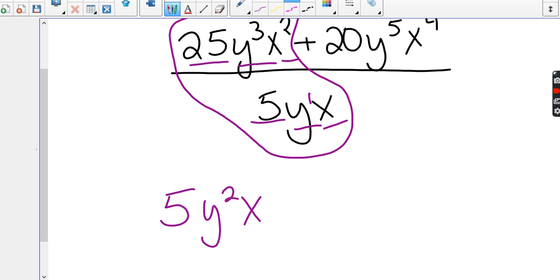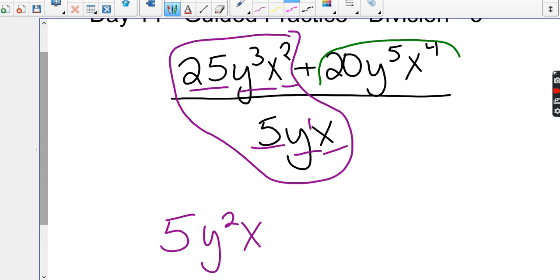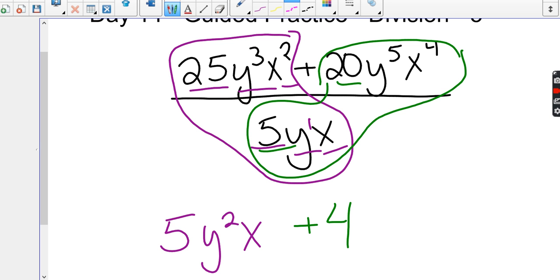Okay, now I'm going to look at the second part. 20y to the fifth power x to the fourth power divided by, same thing, 5yx. If I look at the 20 divided by 5, that's going to be positive 4. If I look at y to the fifth power divided by y, I'm taking out 1y, so I'm left with y to the fourth power. And if I look at x to the fourth power divided by x, again, I'm taking out 1x, so I'm left with x to the third power. And that is my answer.